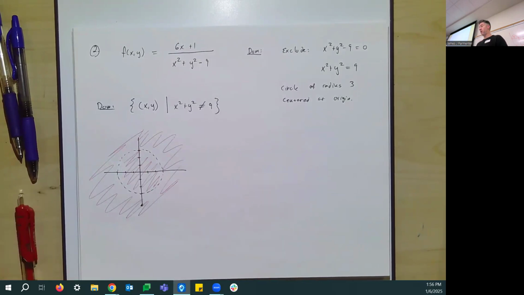So the point (3, 0) is out. The point (0, 3) is out. The point (square root of 4, square root of 5) is out. All those points that would get you on that circle are totally not good. Everything else is totally fine.